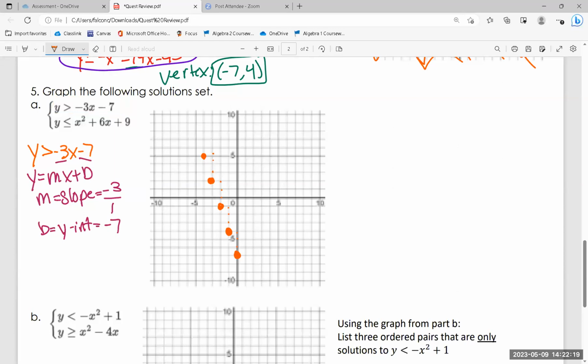Okay, so we want to figure out is this equal to or not? So are we solid or dashed line? So it's just a greater than. So we want a dashed line for this one. So this one's going to be dashed.